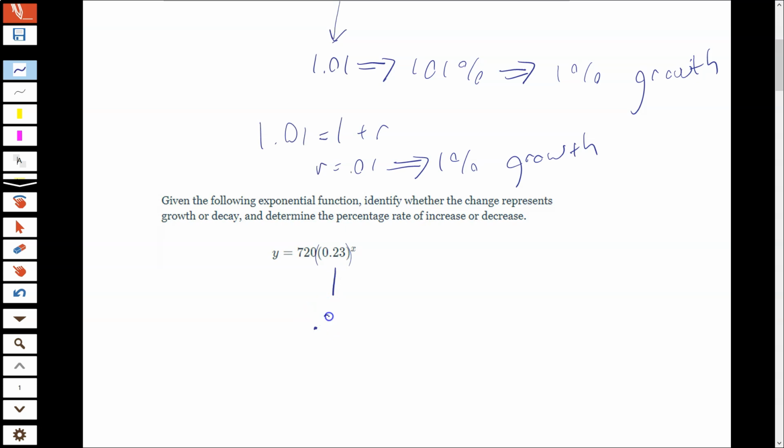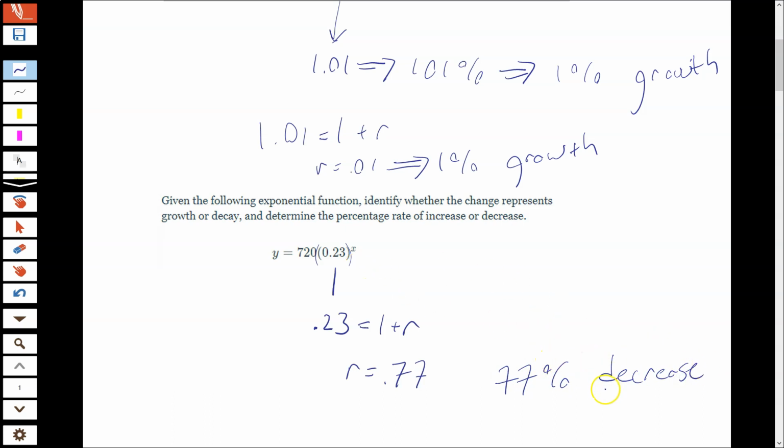We'll do this one algebraically. We'll say 0.23 is equal to 1 plus r. So now I can subtract 1 on both sides, and you'll get r is equal to 77.77 or 77%. Okay, so the only trick here is when there is a decrease. So when this base is less than 1, you have to subtract that number from 1, which is how I got 0.77 here. So we'd say this is a 77% decrease.